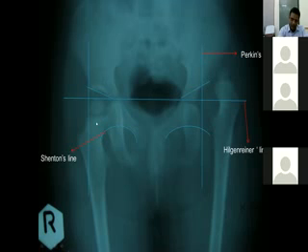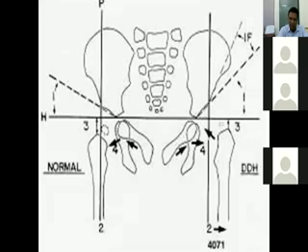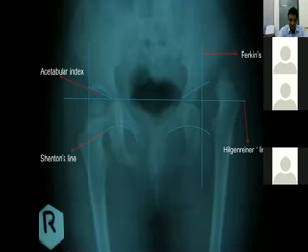And to the Hilgenreiner's line, when you draw a line from the center of the acetabulum or triradiate cartilage to the lateral wall of the acetabular roof, this forms an angle. This is called the acetabular index. So normally the acetabular index will be around 25. It should be less than 25 degrees. Whereas here, because of the abnormal lateral sloping, the acetabular index will be increased.